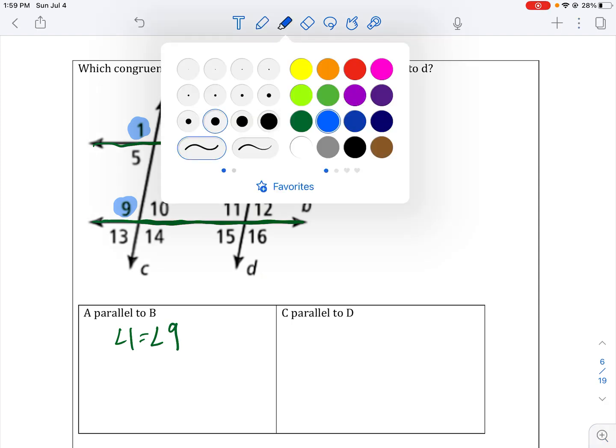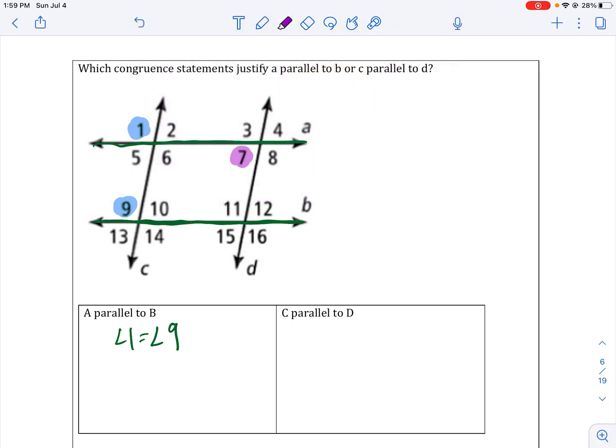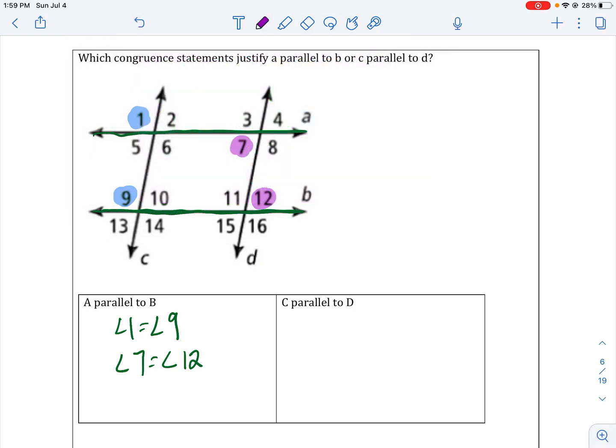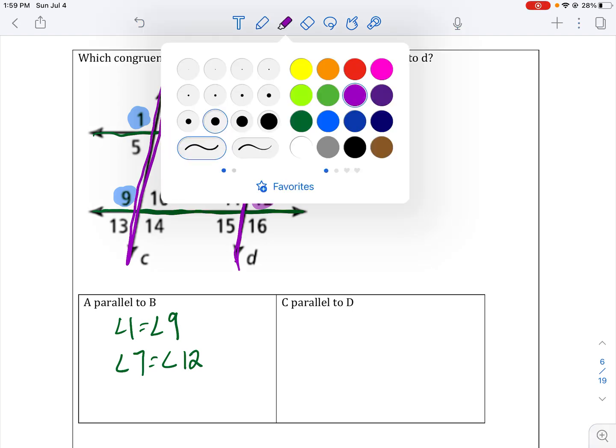Let's look at a different one. Let's do 7 and 12. See how both 7 and 12 touch A and B? So if angle 7 is equal to angle 12, then you know that A is parallel to B because alternate interior angles are equal. I would like you to come up with your own different statement for that one. And now let's do line C and line D. Come up with new congruent statements here to prove.